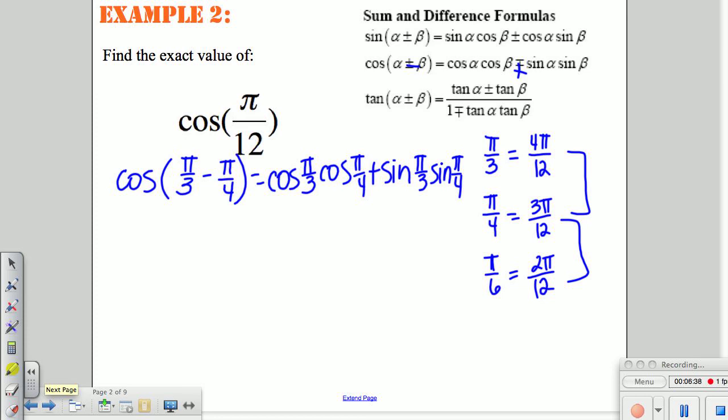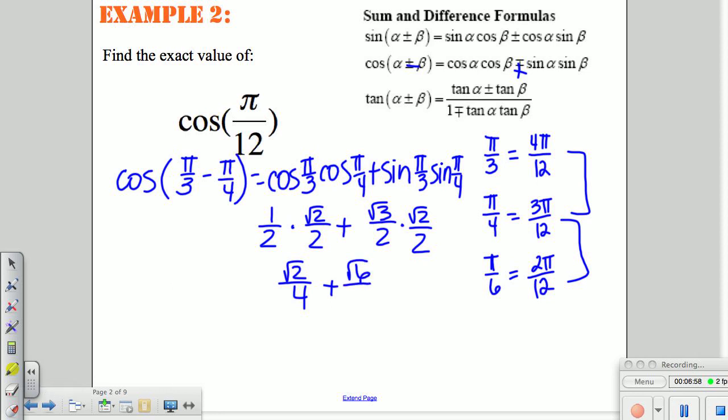If I go ahead now and find all those, let's go to pi over 3, and the cosine there is 1/2 times the cosine of pi over 4, root 2 over 2, plus the sine of pi over 3, root 3 over 2, times another root 2 over 2. And I get root 2 over 4 plus root 6 over 4. And again, I already have common denominators, so I can combine the tops and leave the bottom the same.